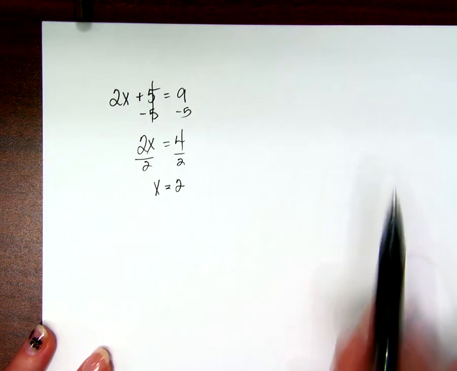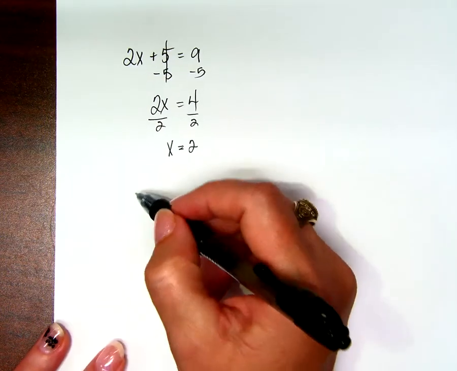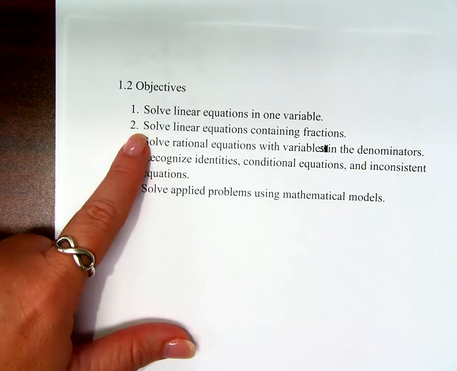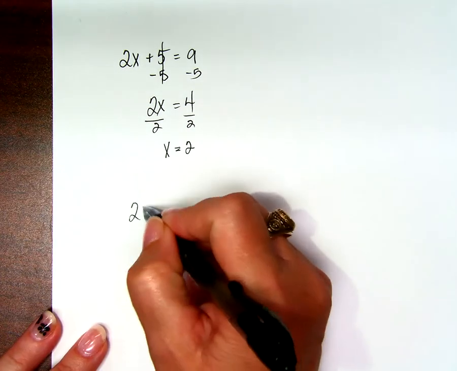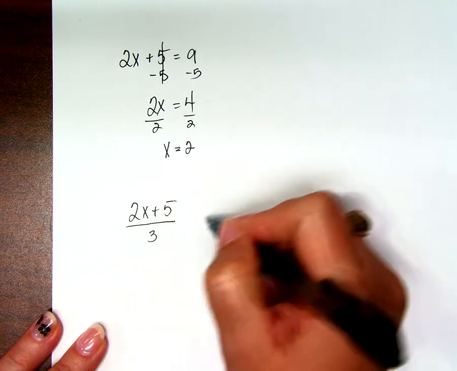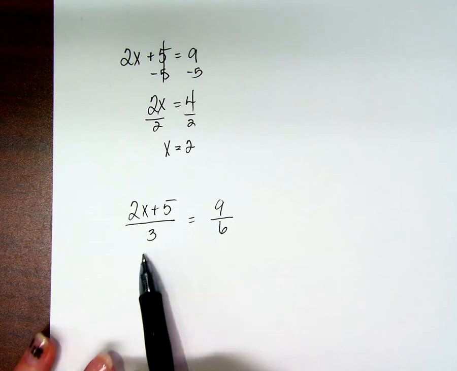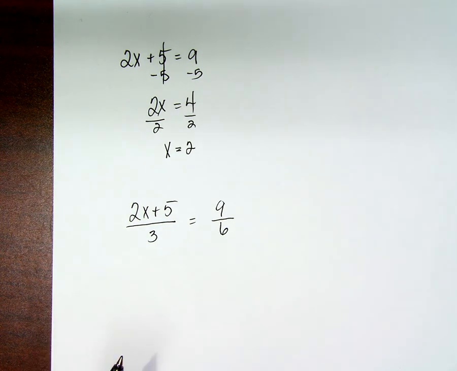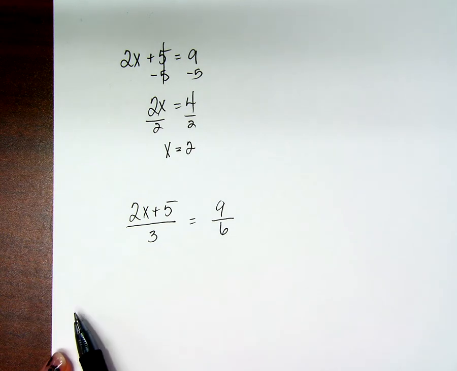Okay. So when it says linear equations containing fractions, let me show you that again. Our objective number 2, solve linear equations containing fractions. That's going to be basically like 2x plus 5 over 3 equals 9 over 6. I know that can simplify. Same kind of thing, but we've got to get rid of the denominators. Wouldn't that make it a lot easier if there was no fractions? Well, what would be the common denominator here? It would be 6, right? 6 is the smallest number they both divide into.